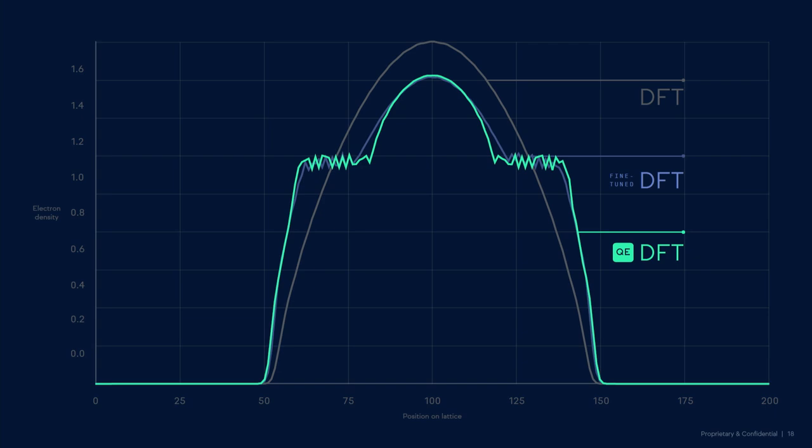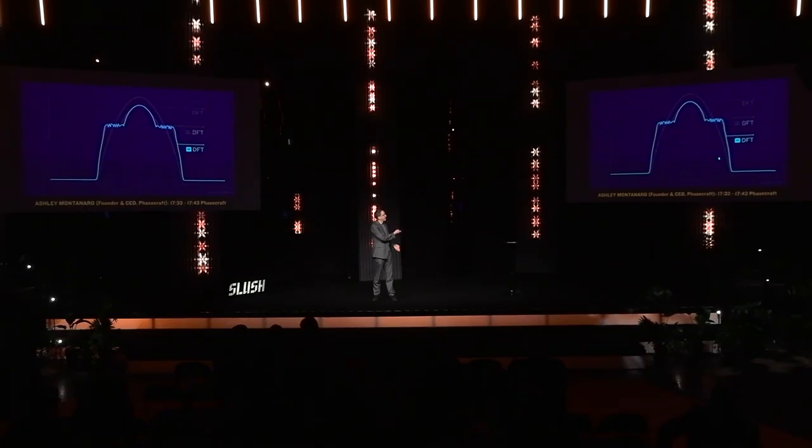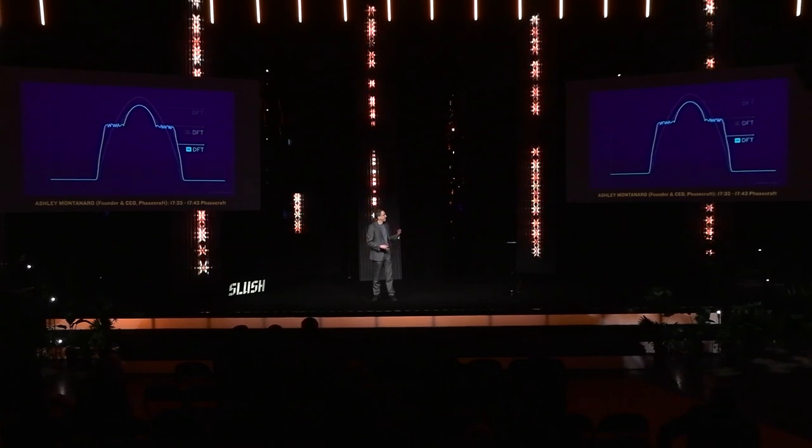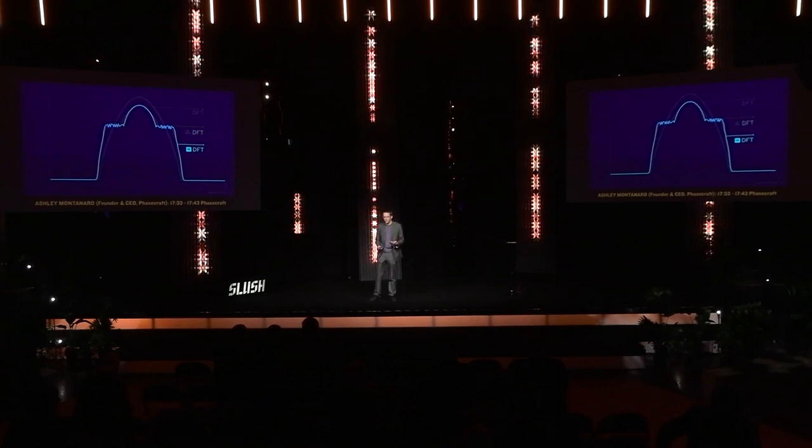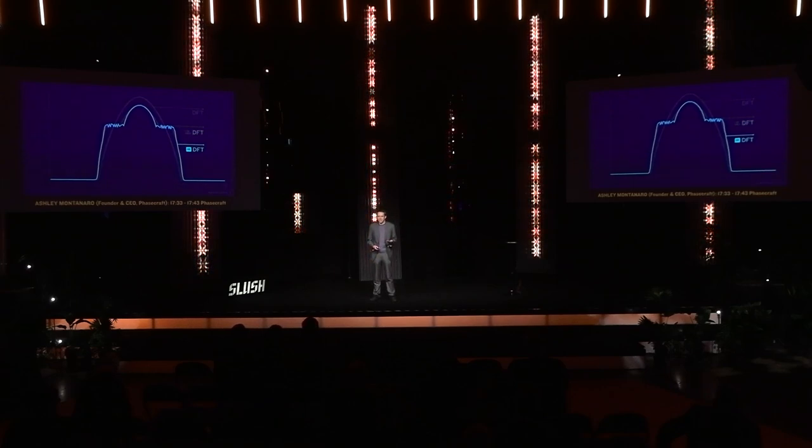But standard classical DFT, this gray curve here, gets this completely wrong. And it does not pick up this physical feature. You can only get it classically by going to a fine-tuned version of DFT, which cheats by actually knowing the exact solution to this particular problem before it starts. Quantum enhanced DFT is able to pick up this physical feature, these shoulders, without cheating by knowing the exact solution. And it extends to 2D and 3D systems where we don't know the solution in advance. So this is why we're really excited about this as a technique for materials modeling going forward.